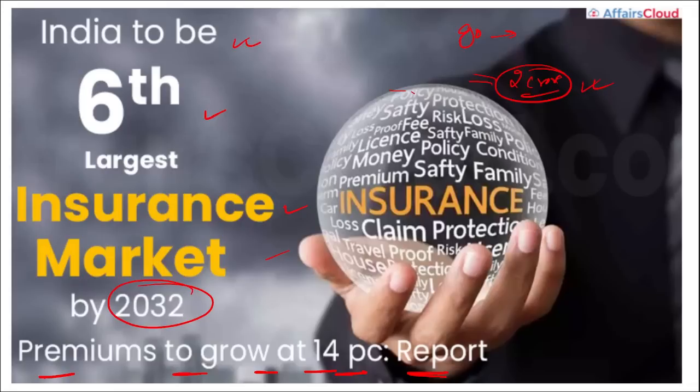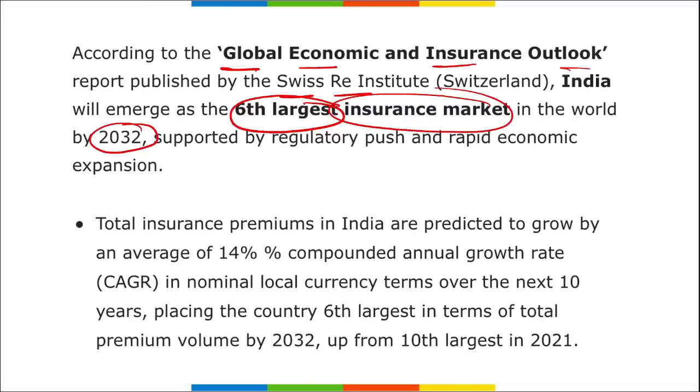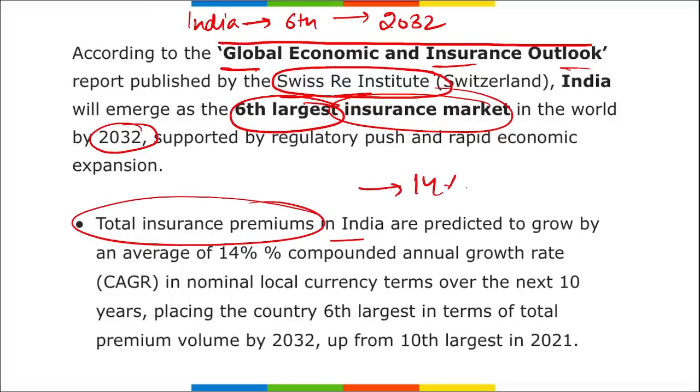India will become the 6th largest insurance market by the year 2032, and the premiums will grow at 14%, as per the report. According to the Global Economic and Insurance Outlook released by Swiss Re Institute of Switzerland, India will emerge as the 6th largest insurance market by 2032. Highly important. What was the name of the report? Global Economic and Insurance Outlook. Who released this report? Swiss Re Institute of Switzerland. Total insurance premiums in India are predicted to grow by 14% compound annual growth rate, that is your CAGR.